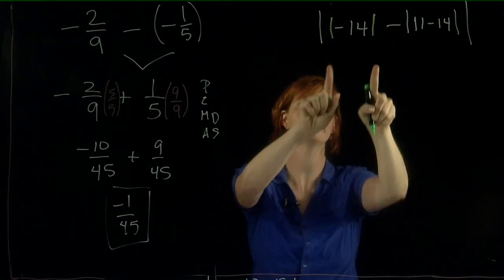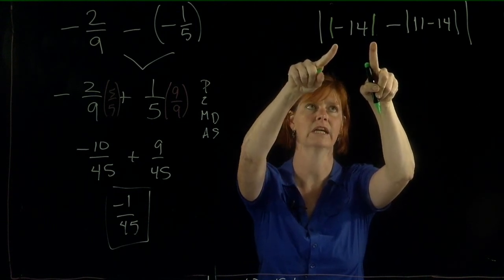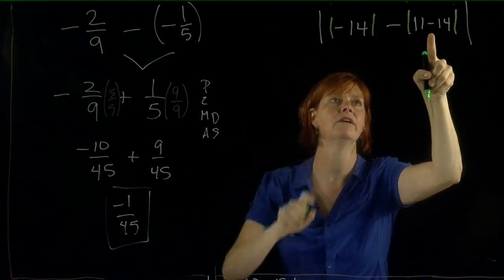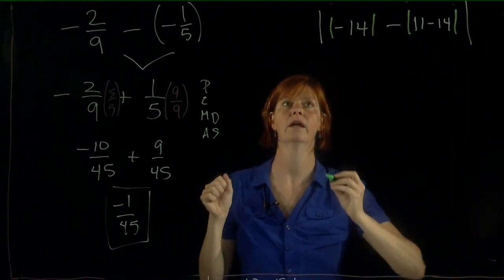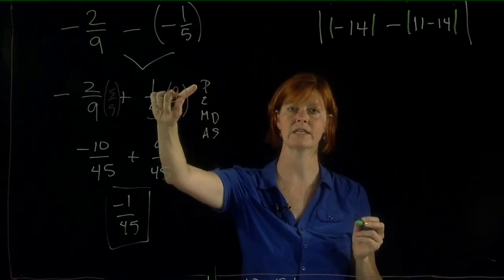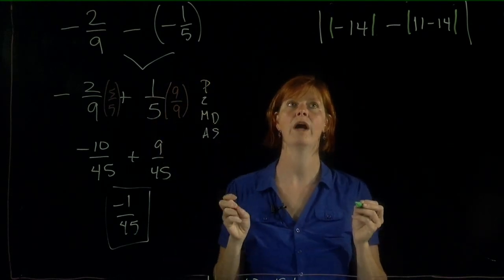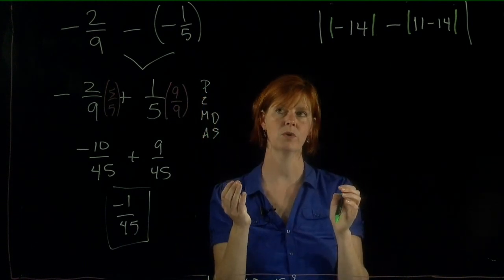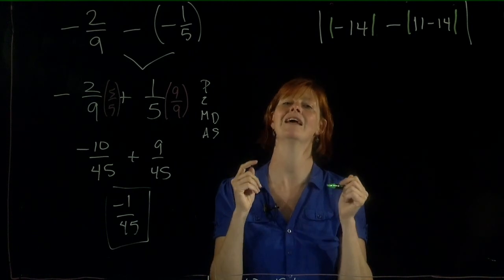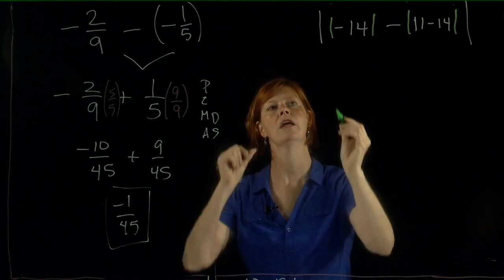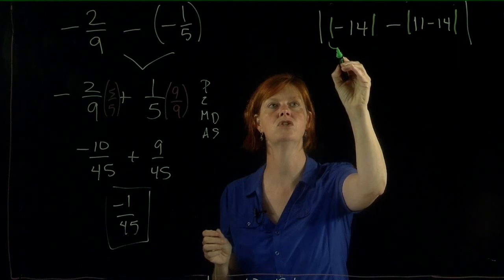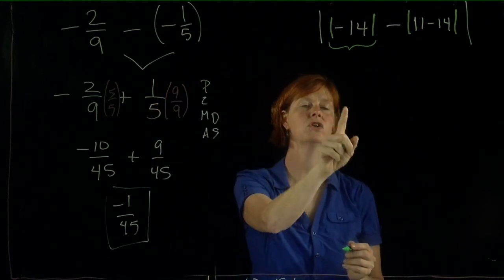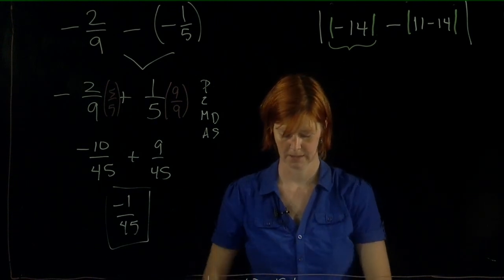So this is the absolute value of negative 14. And this one here is the absolute value of 11 minus 14. Okay, so order of operations says do the stuff inside the parentheses first. Well, there's not parentheses, but this actually means a grouping symbol. So it can be parentheses, it can be brackets, it can be absolute values. So here, this is the first thing. What is there to do? That is a grouping symbol, and we're going to change that to positive 14.